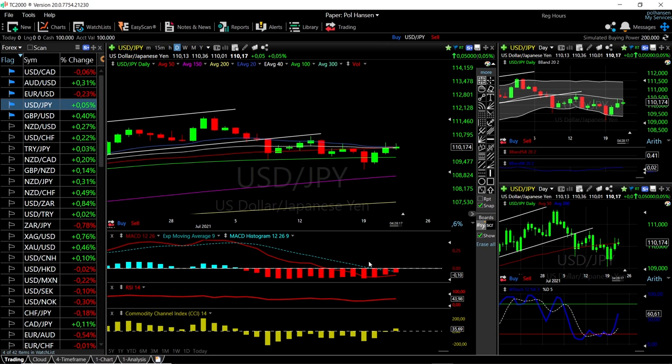However, other technical indicators are not that favorable of that outcome. MACD is turning around there, is still bearish. The RSI is bullish, CCI is bullish, and the stochastic is very bullish indeed.